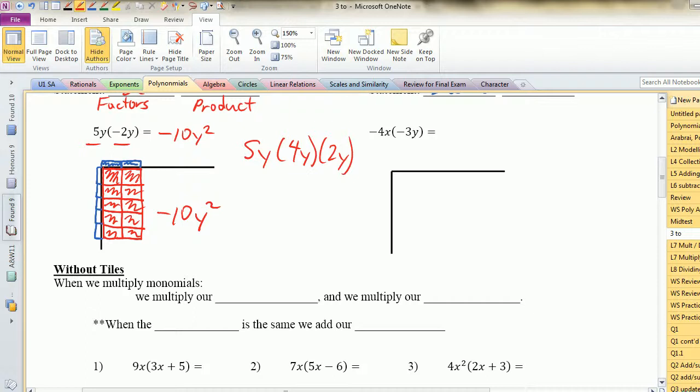This would be 5 times 4 is 20 times 2 is 40. Y times y is y squared times y is y cubed. So we can't make cubes from our tiles. Okay, but we're going to talk about that when we go down below. Okay, any other questions?